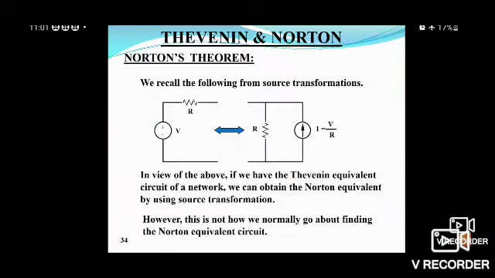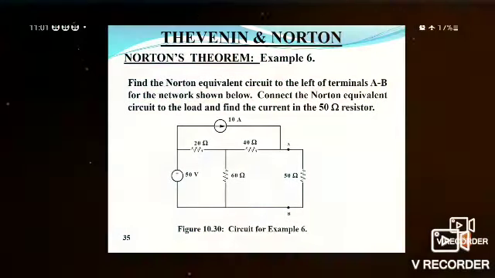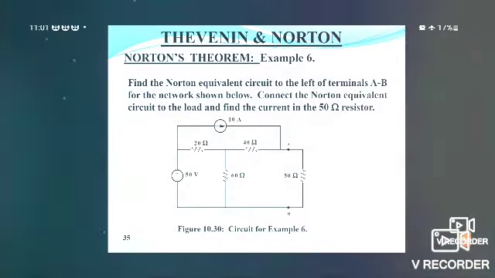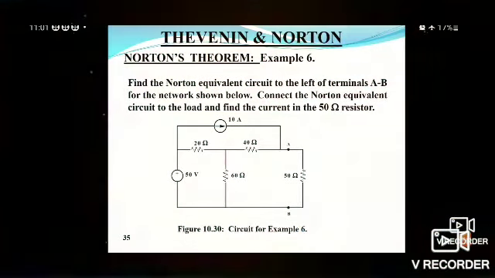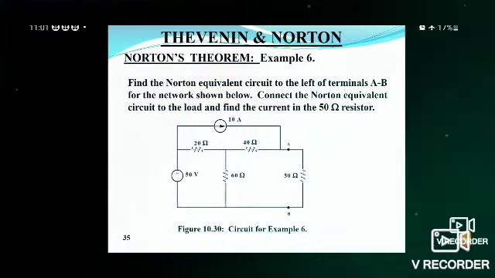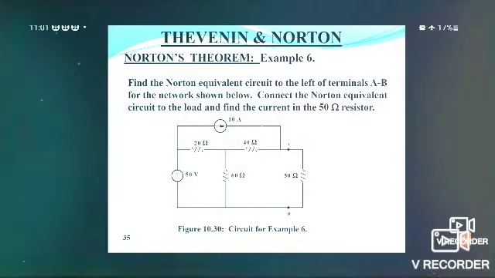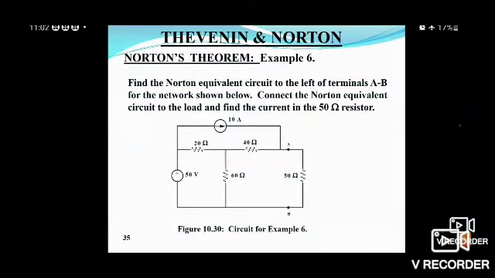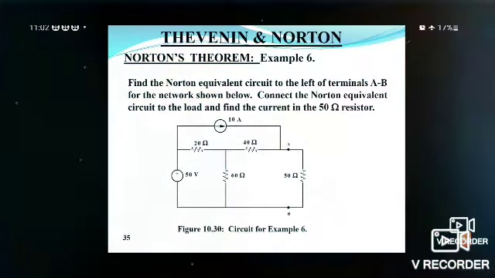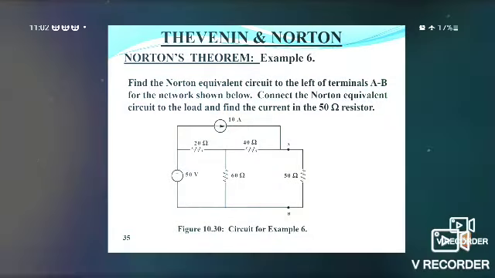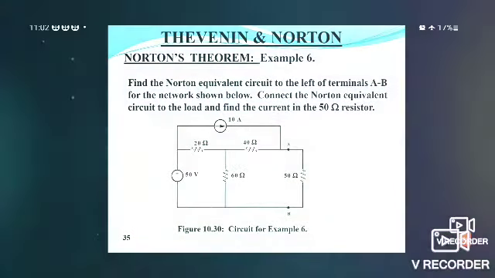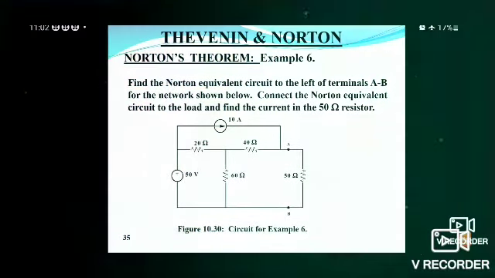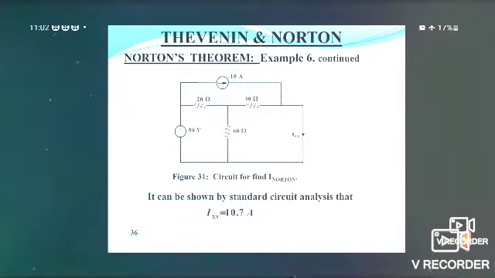We can see one example. Find the Norton equivalent circuit to the left of terminal AB for the network shown below. Connect the Norton equivalent circuit to the load and find the current in the 50 ohm resistor. So you have to find the value of current flowing through the 50 ohm resistor using Norton's theorem. We remove the 50 ohm resistor and short circuit the terminals by using a wire. Then find the value of the short circuit current flowing through AB. That is ISC, the Norton current.